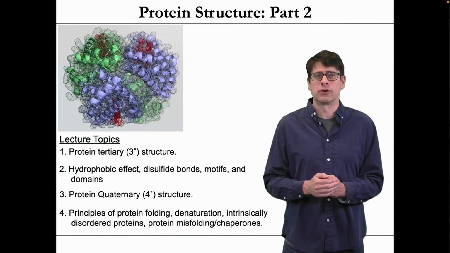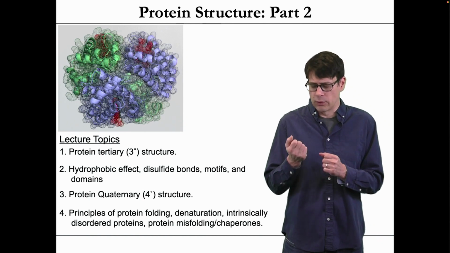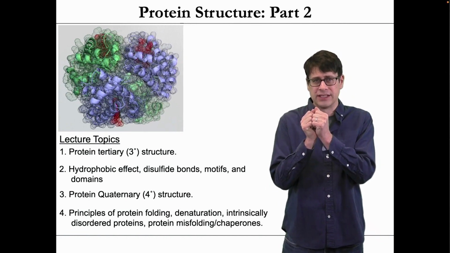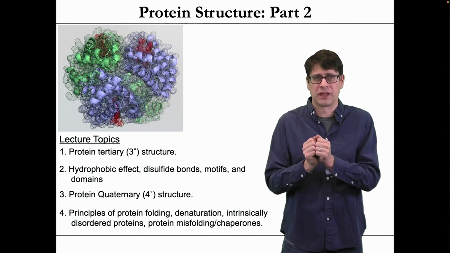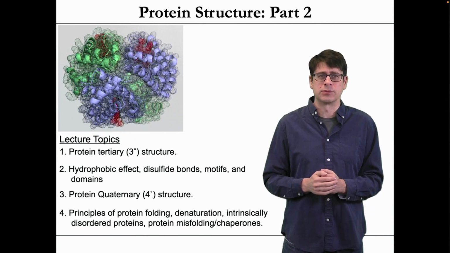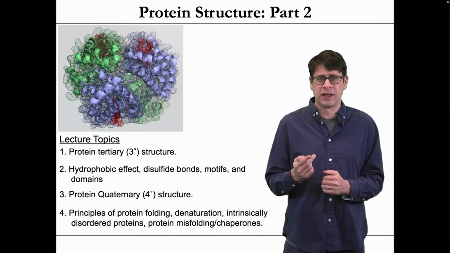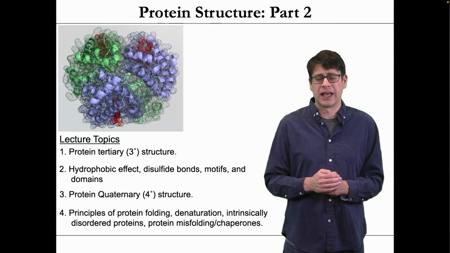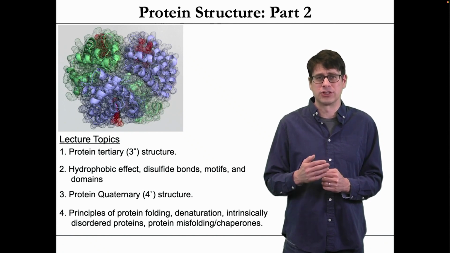Then we'll move on to protein quaternary structure, where fully folded polypeptide chains can interact with each other to make a fully functional quaternary protein. And so we'll also discuss principles such as protein folding, protein denaturation, intrinsically disordered proteins, protein misfolding, and chaperones, which are proteins that help proteins fold into their proper conformation.